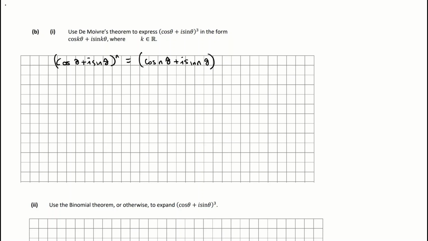So basically here I'm just looking at my power. The question is to the power of 3. I have n as my power, so I'm substituting 3 in for n. So I have (cos theta plus i sine theta) all to the power of 3. And what's that the same as? That's the same as cos 3 theta plus i sine 3 theta. So I'm just putting my power of 3 in for n. And that's basically what they wanted us to do. So in this question, k is equal to 3. k is my power here. That's B part 1. Scrolling down now to B part 2.